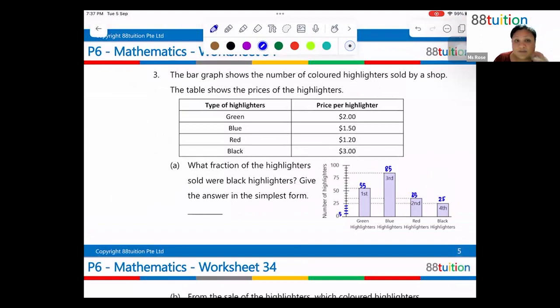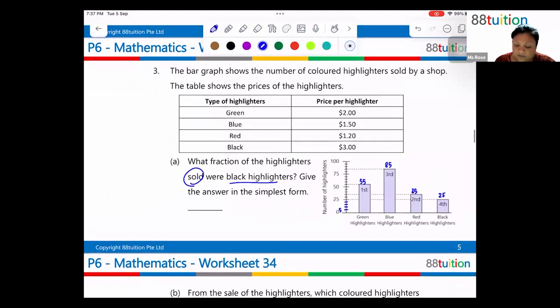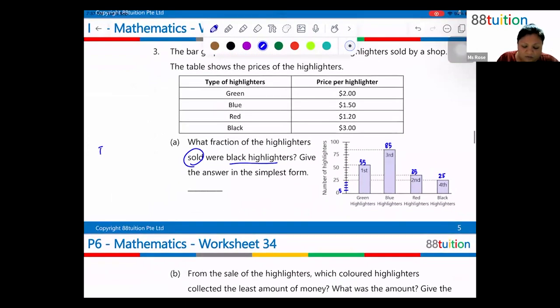So now that we've established the numbers given to us in the graph, what fraction of the highlighters sold were black highlighters? So that means we need to first find out what is the total number of highlighters. How many highlighters are there? That's 55 plus 85, 35, and 25. So how many highlighters are these? Anyone? 200 highlighters. Yes, thank you, Ashika.